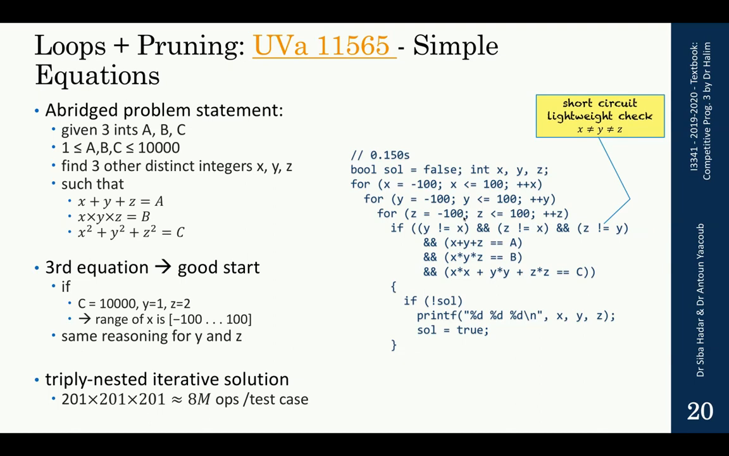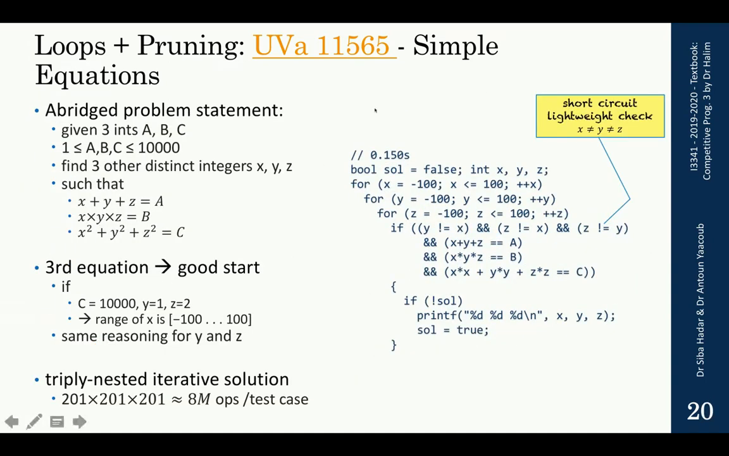But we calculate the operations and it is feasible, since 201 to the power 3 is 8 million operations. You can implement this and you can add to the loop the short circuit of a lightweight check. So you are going to find three different numbers. If they are not different, you just jump, and they have to satisfy the three operations: their sum, their product, and the sum of their squares.